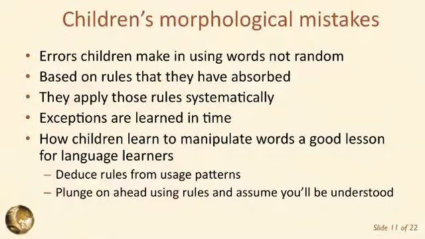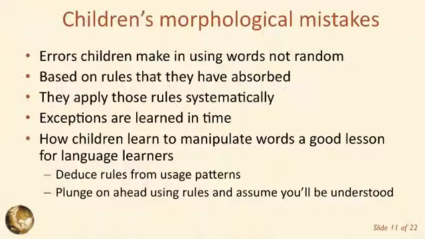It's interesting that the errors that children make in using words and putting endings on words, for example, to indicate plural or to indicate past tense forms, those are not random mistakes. They're based on rules that the children have absorbed from hearing language being used all around them, and they apply these rules systematically. And the exceptions to the rules are something that they have to learn in time. They're not innate, those exceptions, they just have to be learned.